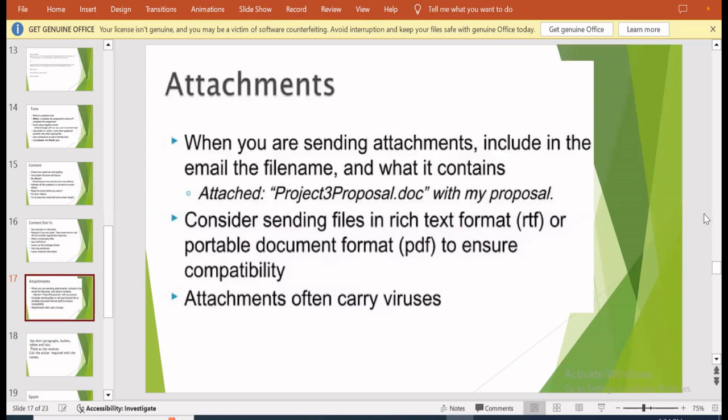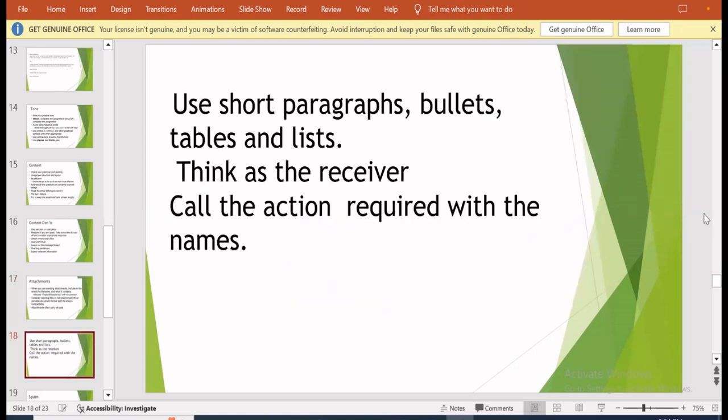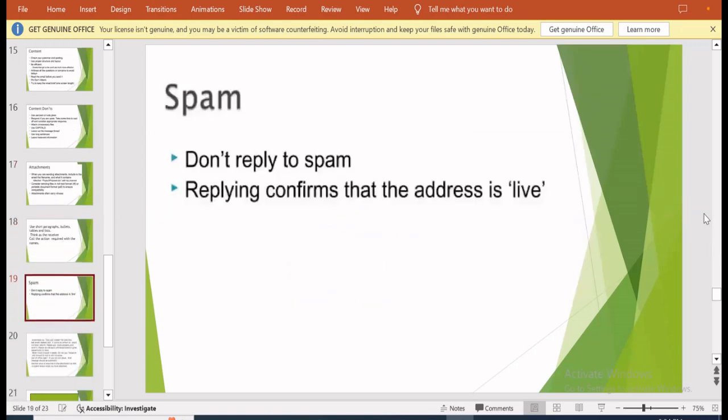So use short paragraphs, bullets, and so on whenever you are writing. Another thing is whenever you are sending an email, you should be conscious about whether you are sending spam or not. This is another thing.